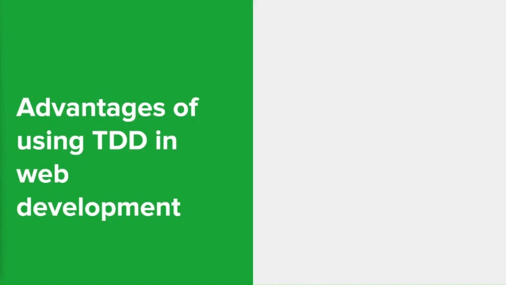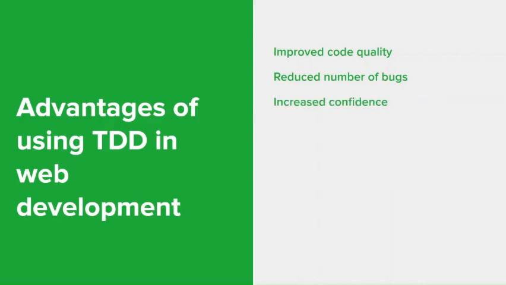So let's look at some advantages of using TDD in web development. The main one obviously being that it does help improve the quality of your code, because it forces developers to think really carefully about the design and implementation of their code before they actually start writing it. This leads to cleaner, more modular and more testable code as well. TDD helps to catch bugs really early in the development process, which saves time and money in the long run. It gives developers confidence that their code is working as expected. This can lead to faster development and a more positive development experience.